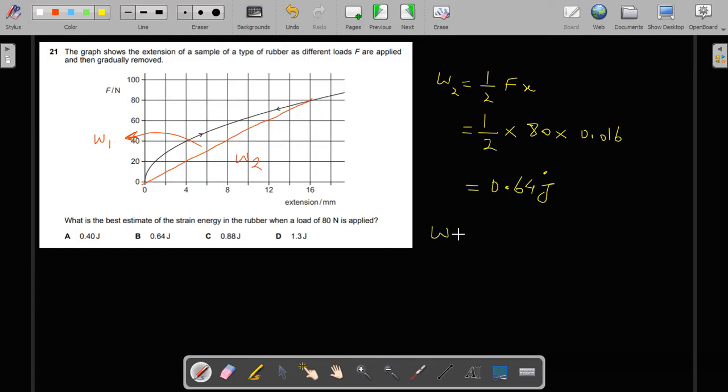So the total strain energy will be W2 plus W1. W2 is 0.64 and W1, we don't know W1. But we can guess: if W2 is 0.64, D will be wrong because D is twice this value. A is wrong because it is less than 0.64, and B also is wrong because if you choose B, you don't consider W1. So the best answer will be C for question 21.